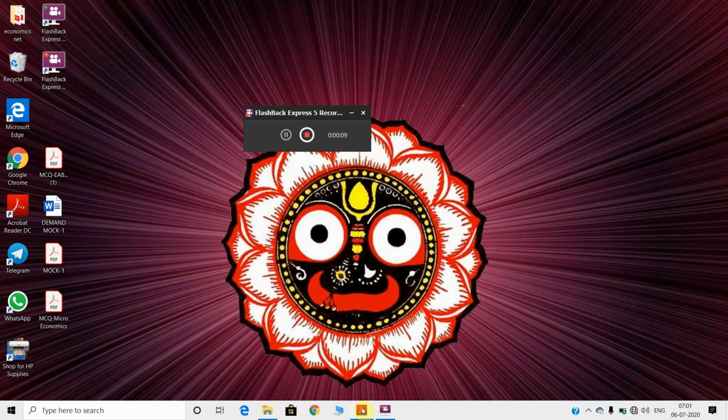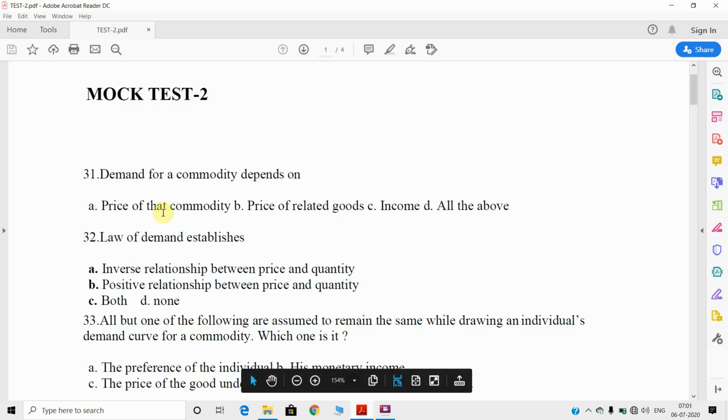So we can start with question 31. The demand for a commodity depends on all. It may be the price of that commodity, it may be the price of related goods, or it may be income. So the answer will be all of the above, right? That is your all of the above.